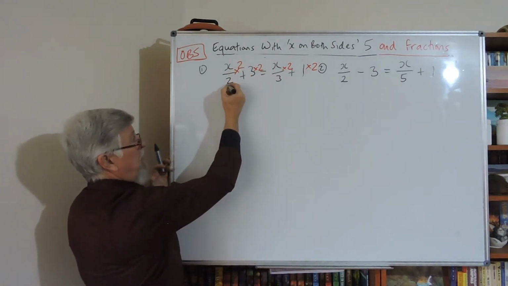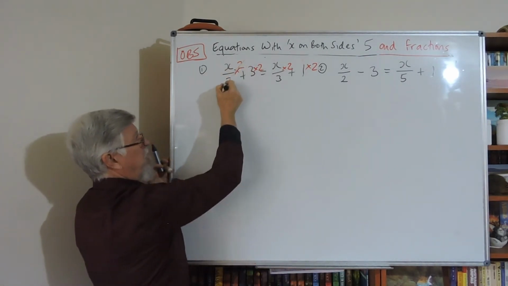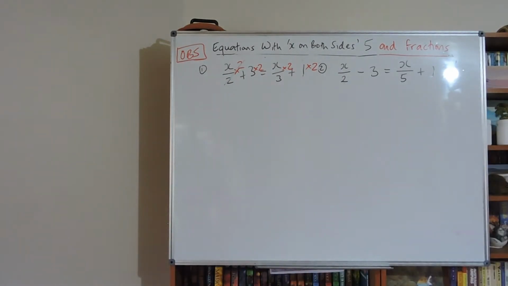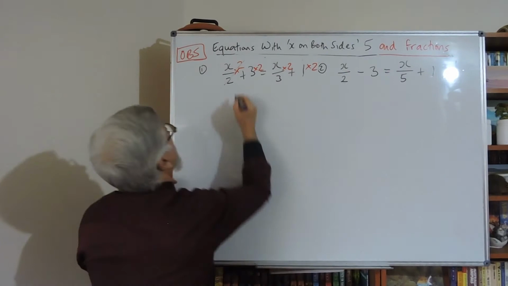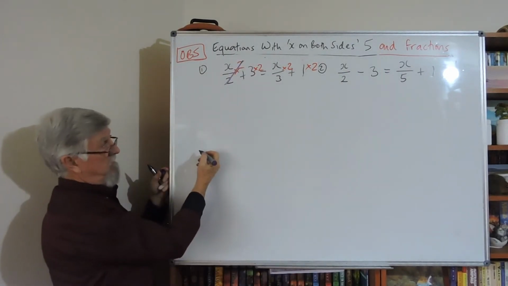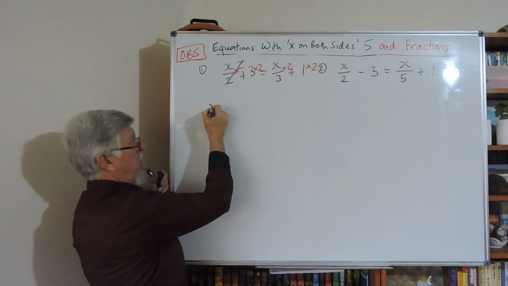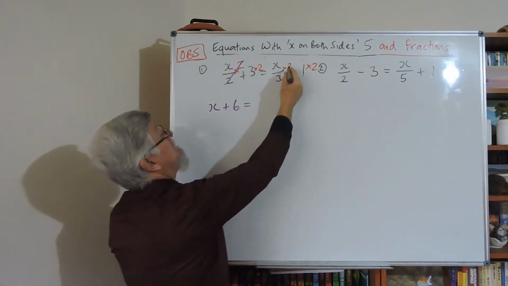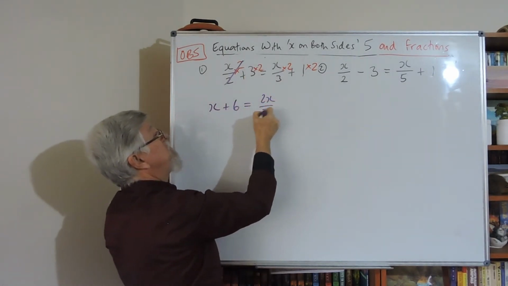2 over 2 is 1, so I can cross them off, they become 1. Not that they become nothing, they actually become 1. So let's have a look at what we've got. They cross out, and I'm left with just the x. Could say 1x, 3 2s are 6. This one is 2x on 3, which is a bit annoying.